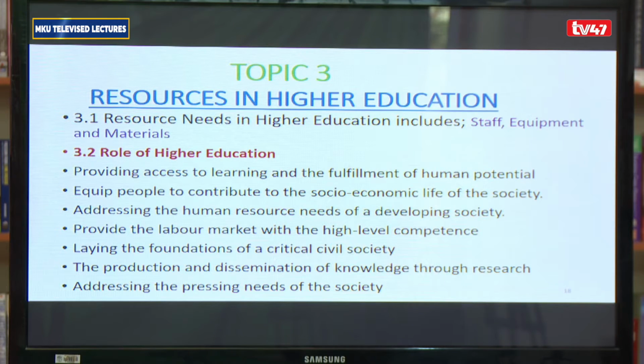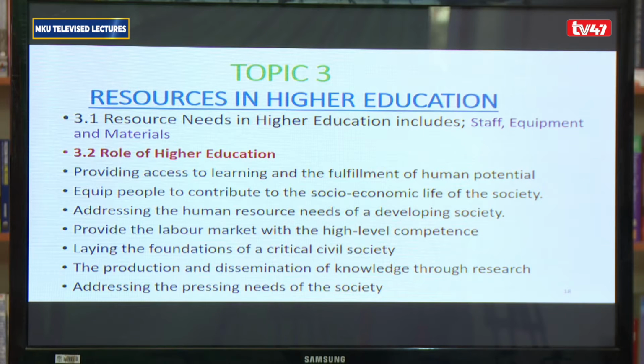The role of education provides access to learning and fulfillment of human potential. That is what we talked about. Anytime you go to a university, there's the fulfillment. There's also the human potential. What is it in you that you want to become good at? It is also to equip people to contribute to the socio-economic life of the society. Honestly, if you go through the university and you find there's nothing you can do for the society, no problem you can solve, nothing you can contribute, then there's a huge problem.